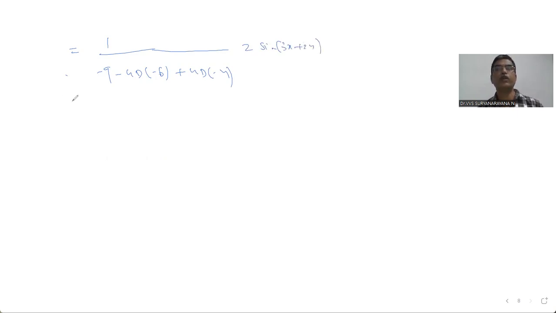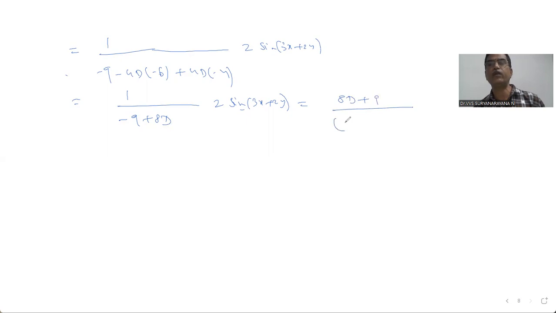Now see what happens. 24d minus 16d is simply 8d. So minus 9 plus 8d of 2 sine 3x plus 2y. So the denominator is not 0, but still d is there. So to get d square, as usual, just like in our earlier method, we'll multiply and divide with 8d plus 9. So 8d plus 9 by 8d minus 9 into 8d plus 9 of 2 sine 3x plus 2y.